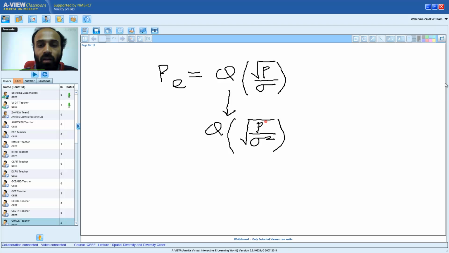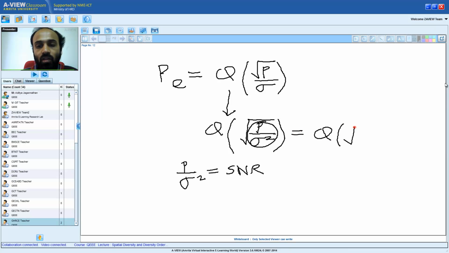Now you can see that P divided by sigma square is nothing but the SNR of the system. So I can write this also as Q of square root of SNR. So the probability of error in this system is given by the Q function of square root of SNR.